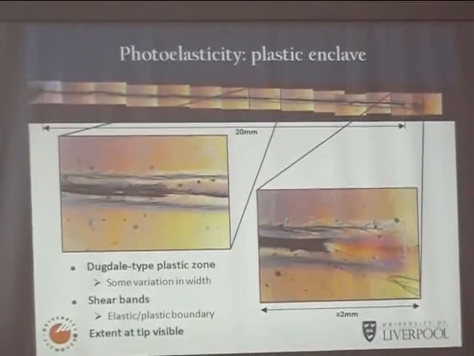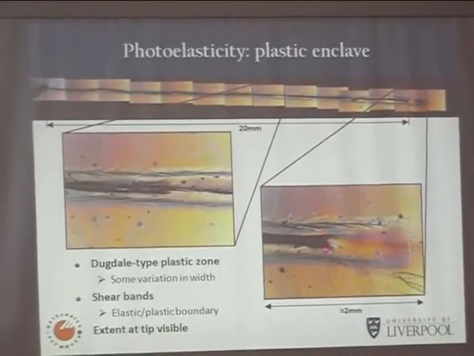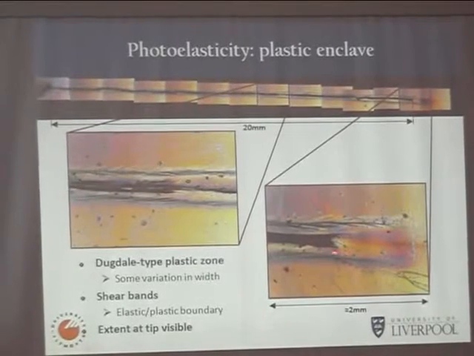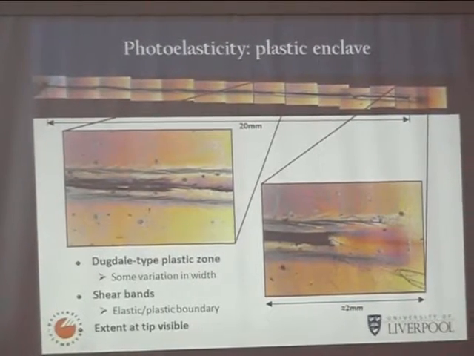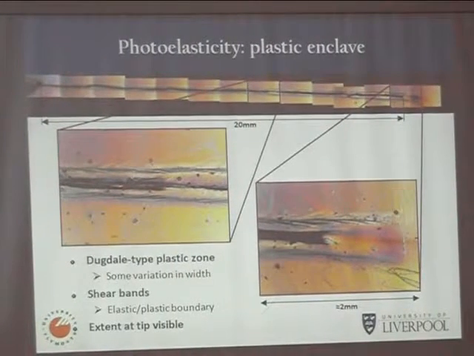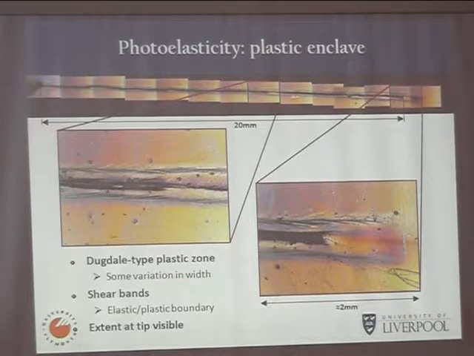And then this is a close-up of this last picture here. So here's the crack tip. We've got a Dugdale-style plastic zone around the crack. You can see that there's some variations in width, some change in the width and thickness in this direction. You can quite clearly see the extent of the plastic zone at the crack tip here. You can see very clear shear bands running along the full length of the crack, these things here.